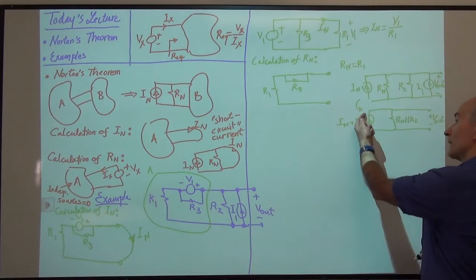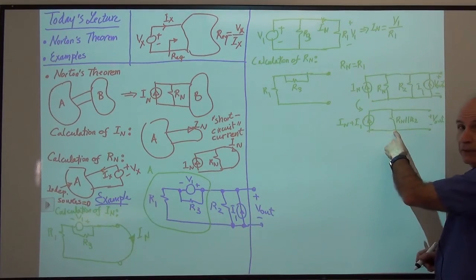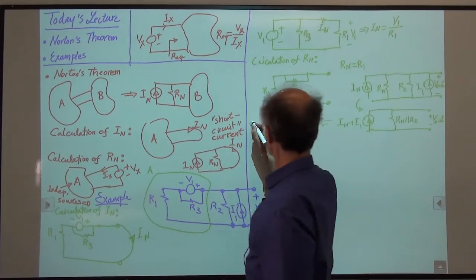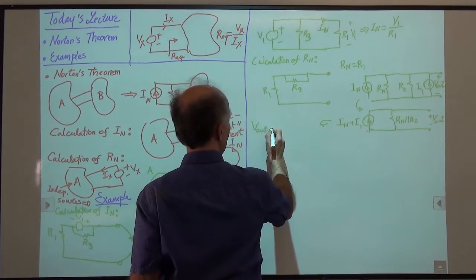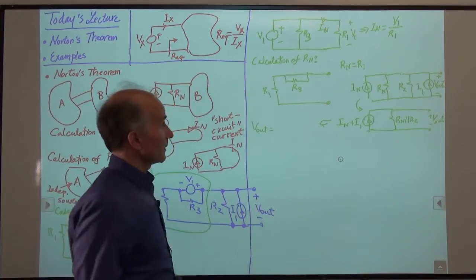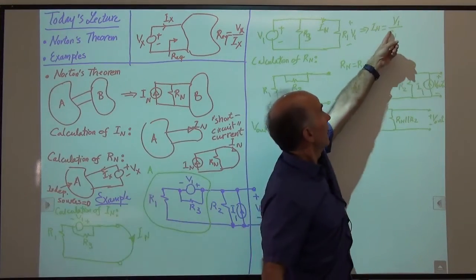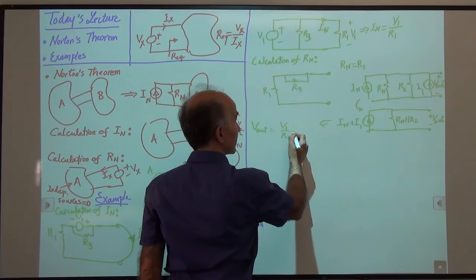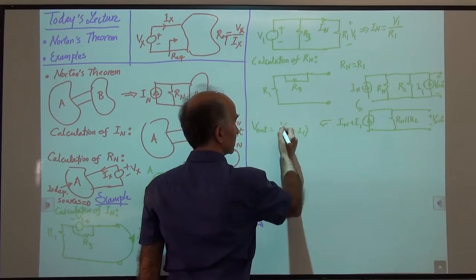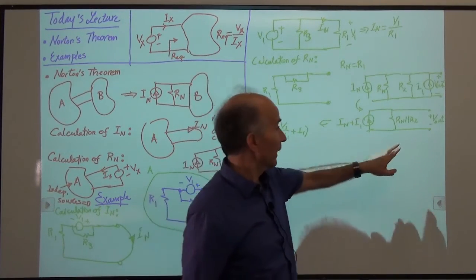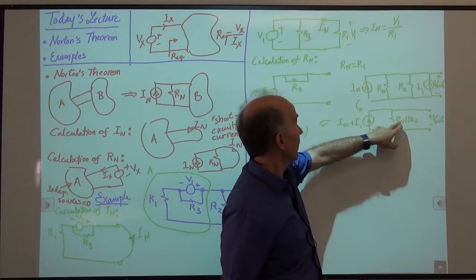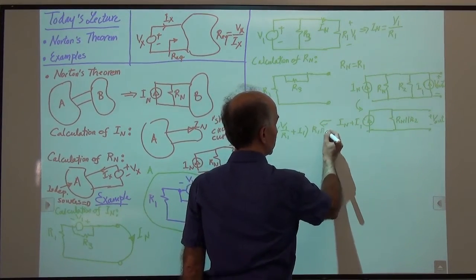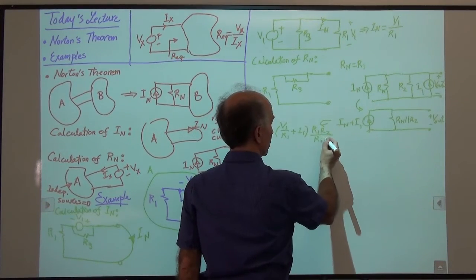So this current flows this way from top to bottom, generating a voltage, which is equal to V out. So this tells me that V out is equal to this current, which is I1 plus IN. So V1 over R1 plus I1. And then that has to multiply by this parallel combination. Rn is R1, so that's just R1, R2 over R1 plus R2.